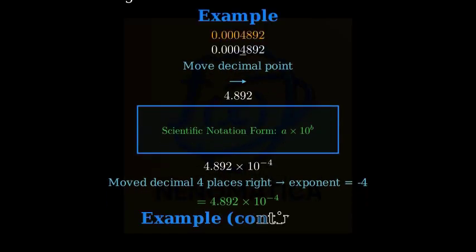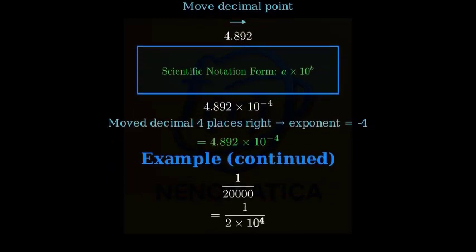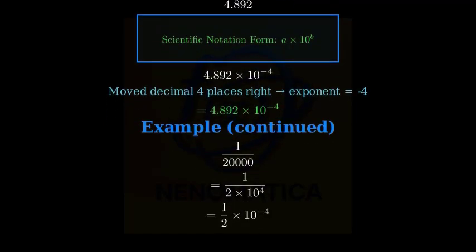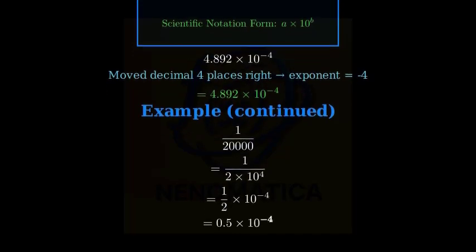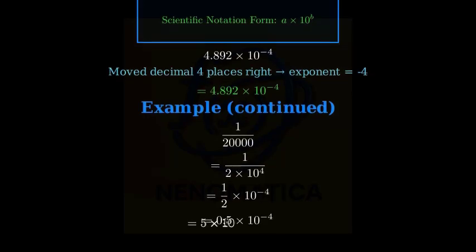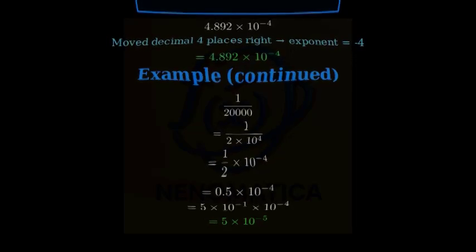Let's see another way to look at the same number. We can write 1 over 20,000. We can convert this to a different form by rewriting the denominator. 1 over 20,000 equals 1 over 2 times 10 to the 4th power. Now we can rewrite this fraction as 1/2 times 10 to the -4th power, which equals 0.5 times 10 to the -4th power. And we can also write this as 5 times 10 to the -5th power.